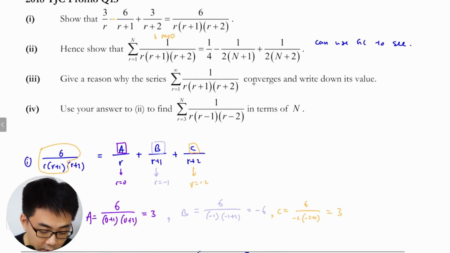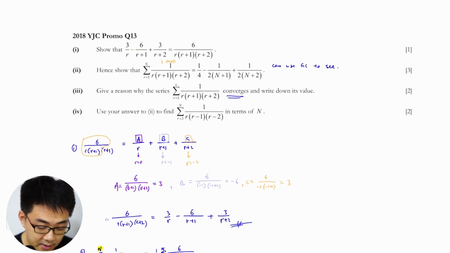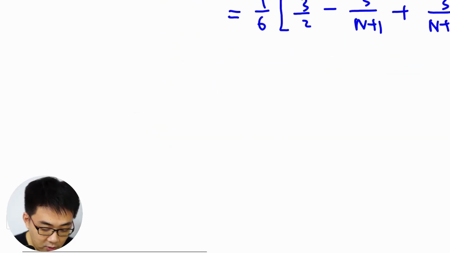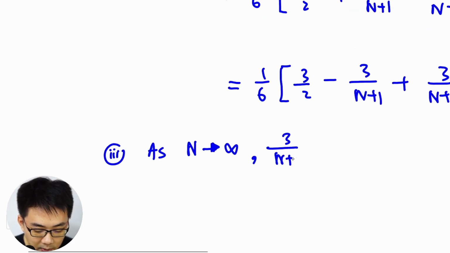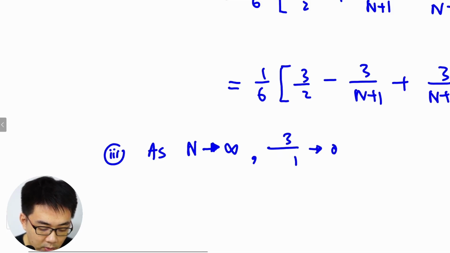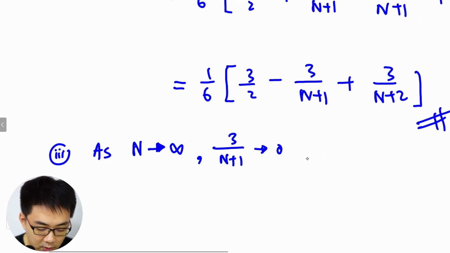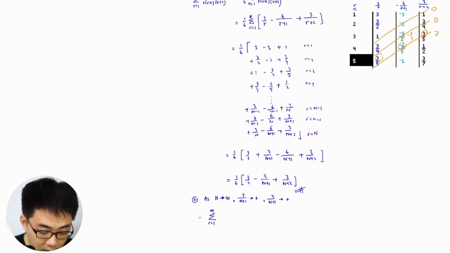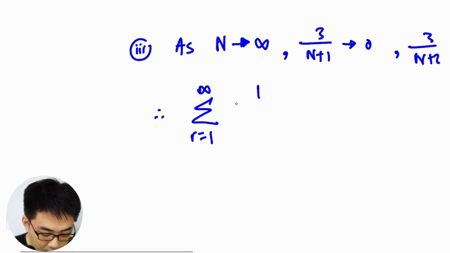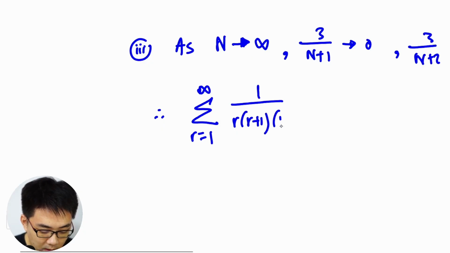If you're asked to give a reason why it converges, meaning the sum to infinity exists, for part 3, as n goes to infinity, this is the reason, the one that I keep writing down. 3 over n plus 1 goes to 0. We know that because you take 3 divided over a big value, it goes to 0, then 3 over n plus 2 also goes to 0. So hence, the summation to infinity will just be the sum from r equals 1 of 1 over r plus 1, r plus 2.